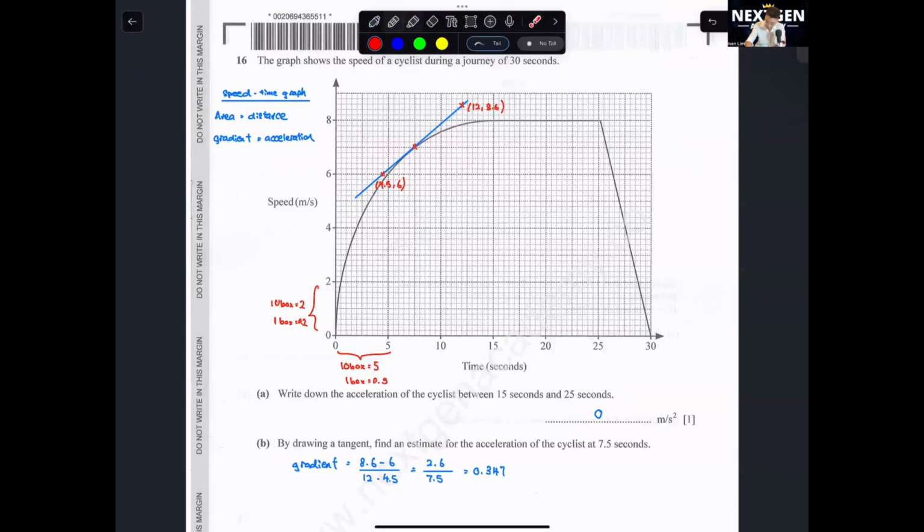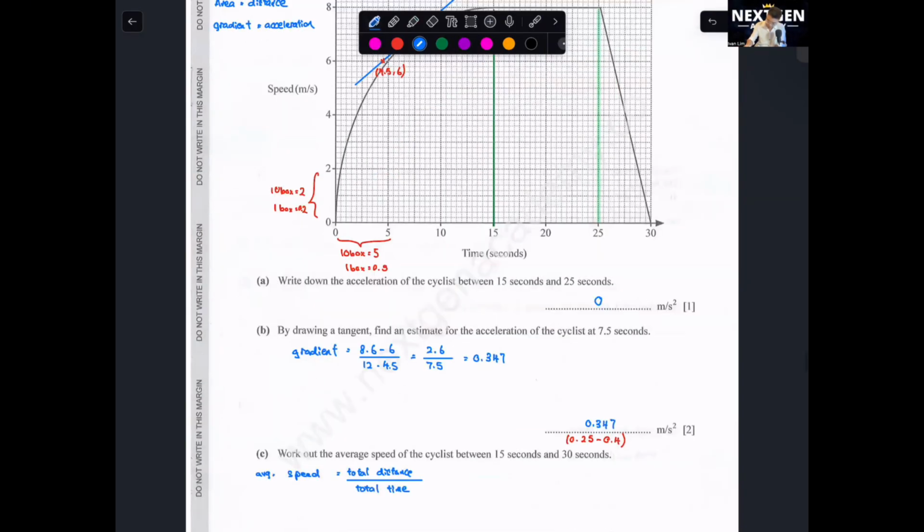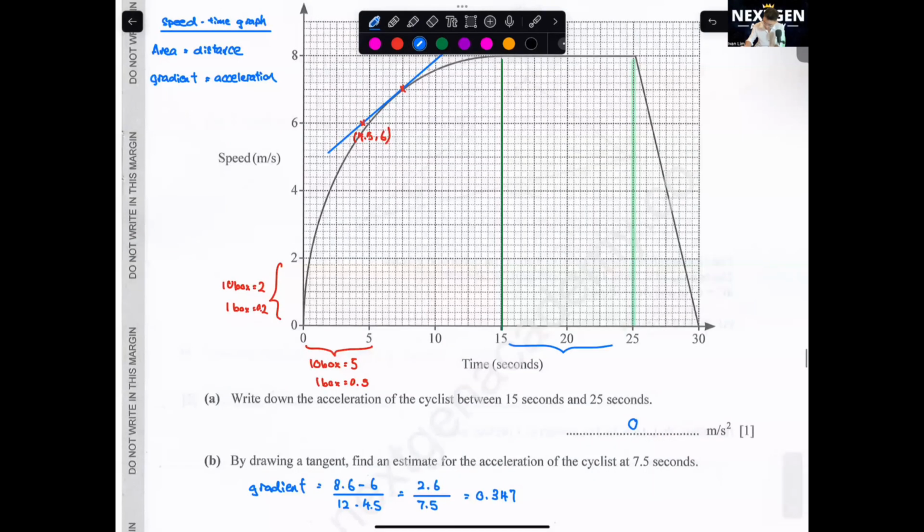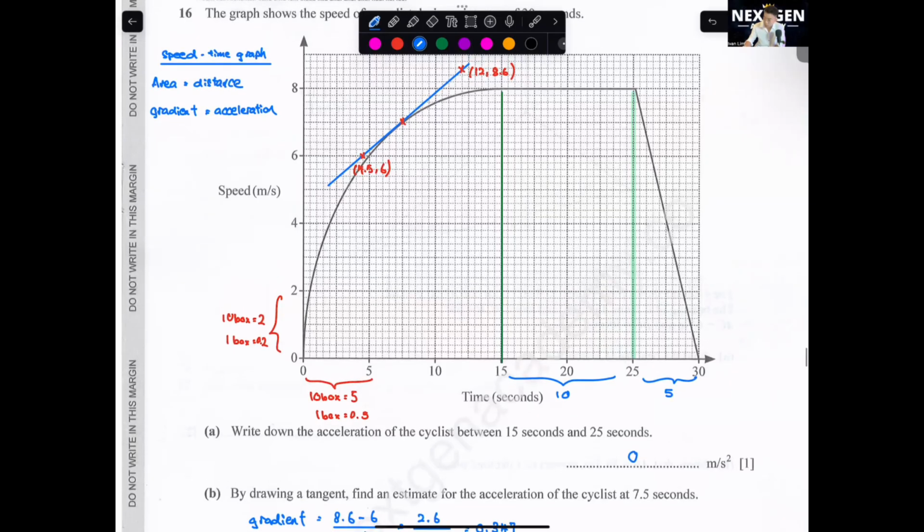So from 15 to 30 seconds, here, okay, all the area, this whole part here. You can split it into these 2 parts, like that, also can, or you want to use the area of a trapezium. Okay, up to you. What is the total distance? I will use rectangle plus the triangle. Okay, here is 10. Here is 5. And then the height would be equal to 8.